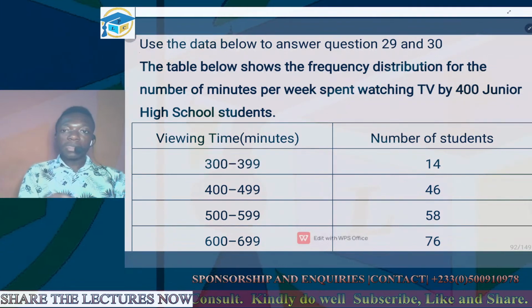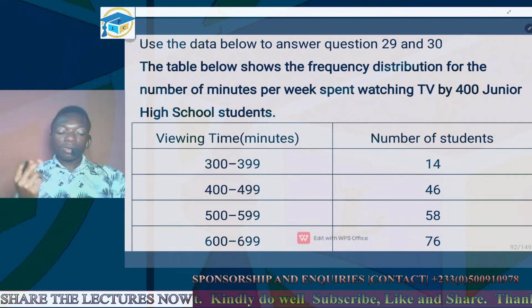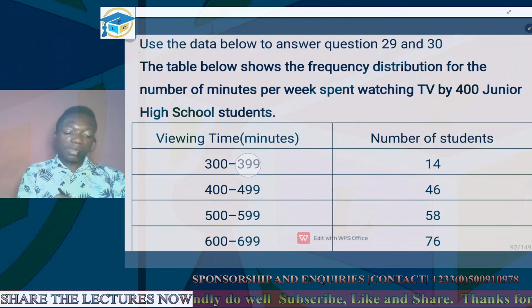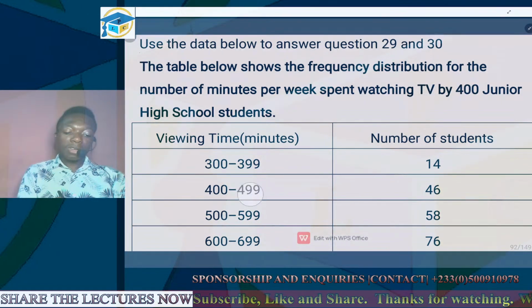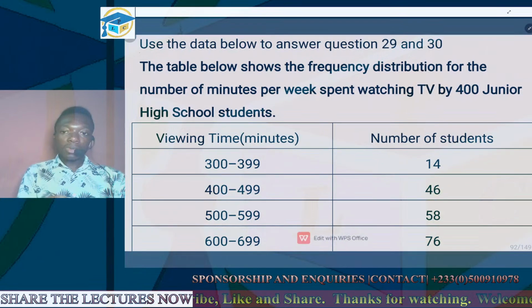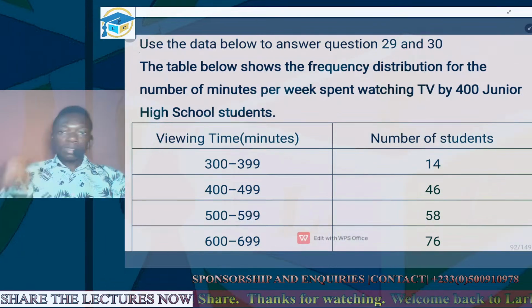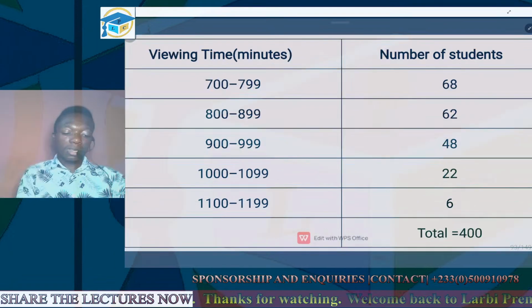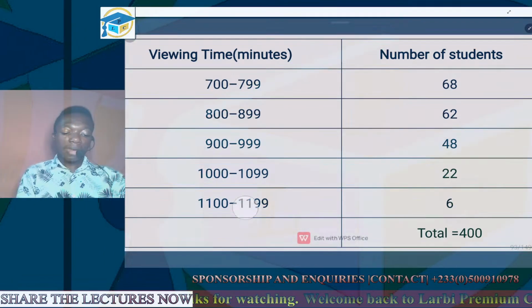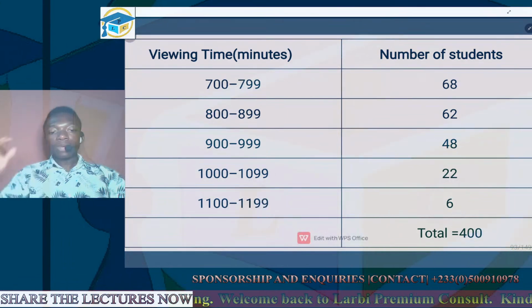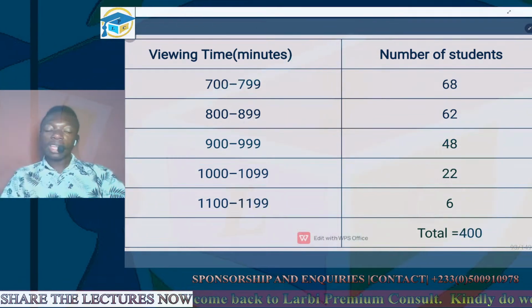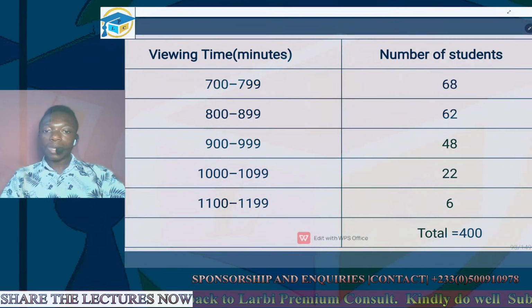When we add these two numbers and divide by 2, we get the midpoint. So we do the same here: 400 plus 499 divided by 2, 500 plus 599 divided by 2, so we exhaust the list up to 1100 plus 1199 divided by 2. That's what we're going to do to compute the midpoint in that line. So let's take note of that.